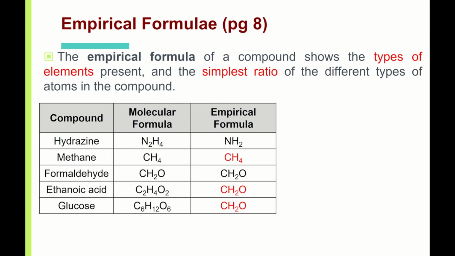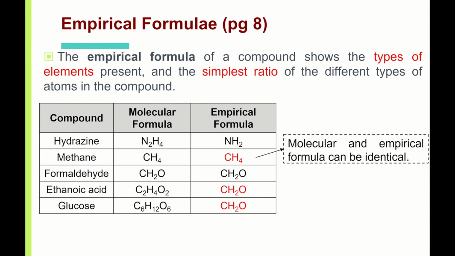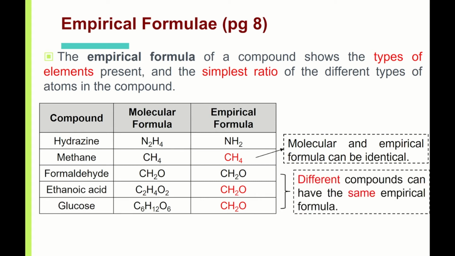So empirical formula is the simplest ratio of the elements. And if you notice, molecular formula and empirical formula can be the same, as for methane and formaldehyde. These two have the same molecular formula and empirical formula, because the molecular formula is already the simplest and cannot be simplified anymore. However, different compounds can have the same empirical formula. If I simplify all of them, I can have different compounds with the same empirical formula. So empirical formula just gives me information about the types of elements and their ratio.